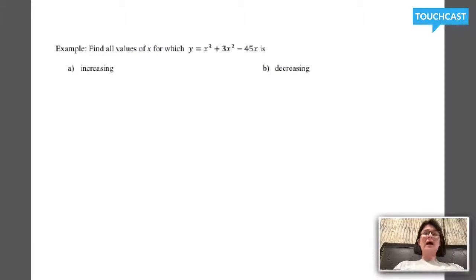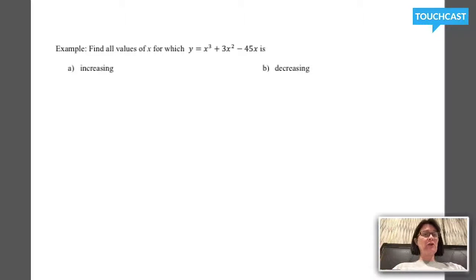Here's the next example. I want to answer this question. Find all values of x for which y equals x cubed plus 3x squared minus 45x is increasing. And then once you figure that out, it's not too much work to figure out where that same function would be decreasing. So when you see this problem, and you will see it at least 100 times over the next couple of months, you will see it multiple times on the AP test. Where is a function increasing? Well, a function is increasing where its derivative is positive.